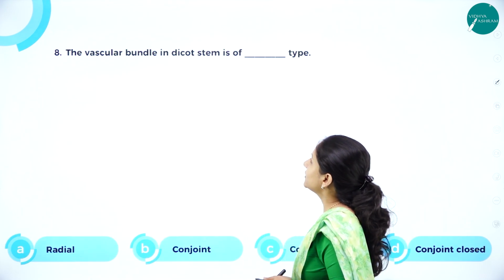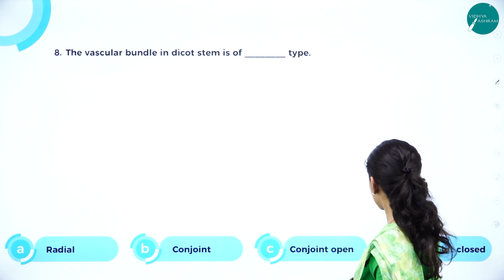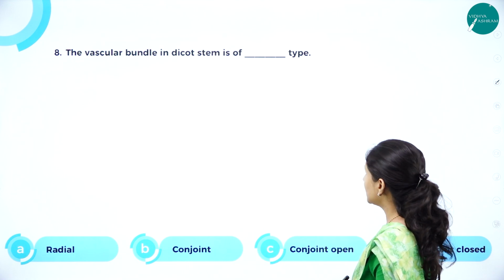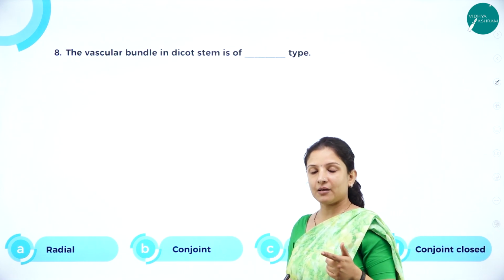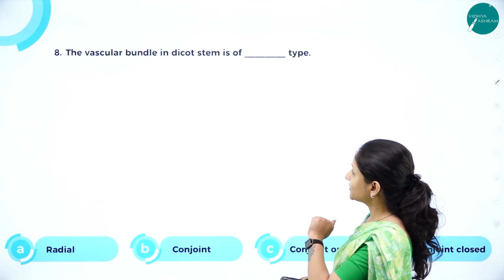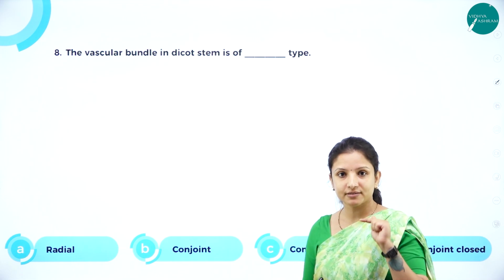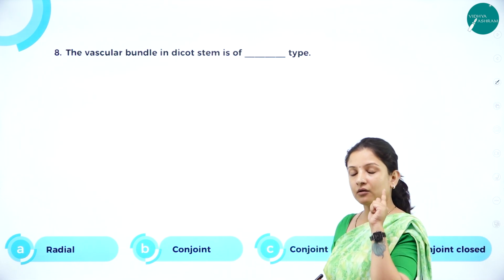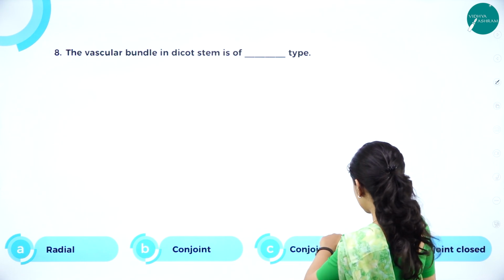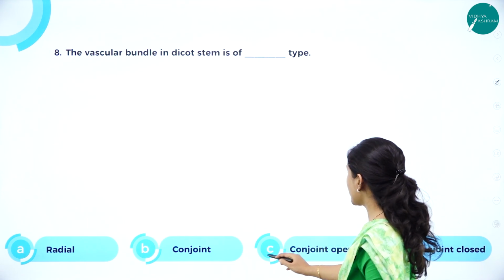The vascular bundle in dicot stem is of dash type. Radial, conjoint, conjoint open, conjoint closed. The arrangement of vascular bundle is radial type here, but the vascular bundle in dicot stem is of dash type. Is it conjoint? Of course, it is conjoint. But again, what type of conjoint is it? Is it conjoint open or conjoint closed? We have to choose between them. So, it is conjoint open.